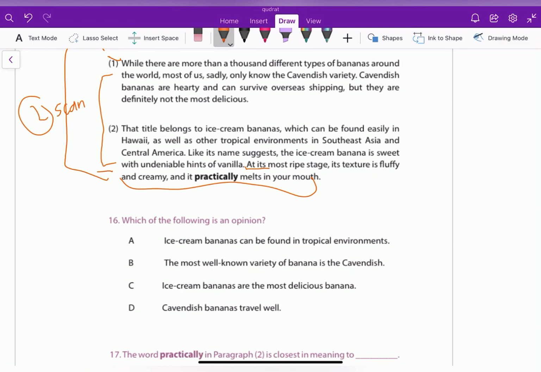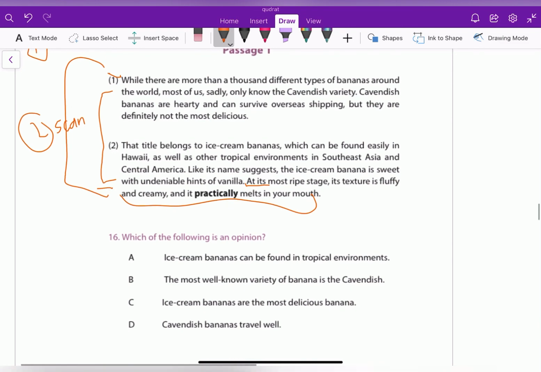Ice cream bananas can be found in tropical environments. No, that's a fact, because it's stating a fact. The most well-known variety of banana is Cavendish. Yeah, that's not the answer because they stated it; they said most of us sadly only know the Cavendish variety. So ice cream bananas are the most delicious flavor. This could be an opinion, so let's look at the last answer.